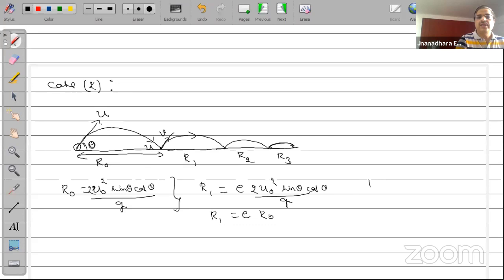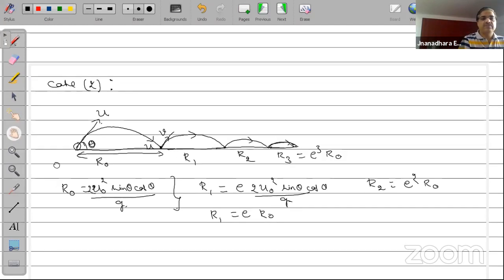Similarly, R2 will be equal to E square times R0. R3 will be equal to E cube times R0. So as it bounces every time here, it's going to lose that much energy, and then the range keeps on reducing. Ultimately, it will have no range at all. So it will just come to rest. But this is how the motion is going to be here.